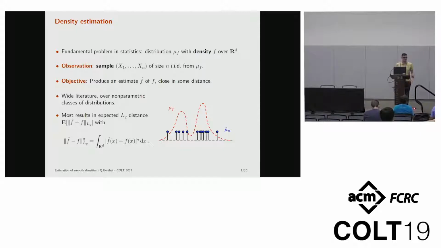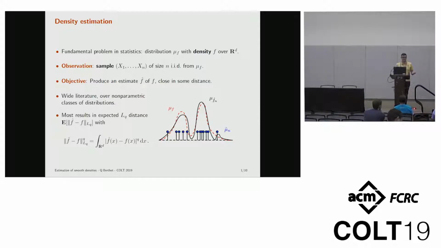So the problem is maybe one of the most fundamental problems in statistics deep down. We have a distribution mu f that has some density, and we see an IID sample from this distribution, and we want to produce an estimate of the density that's close in some distance, right? So we have these points in blue coming from this distribution with a density in red, and we want to produce an estimate of the density.